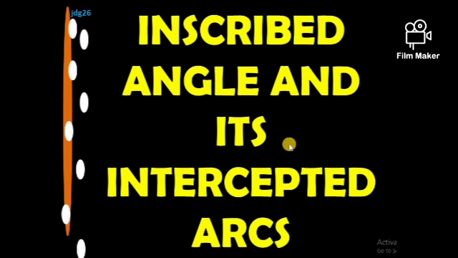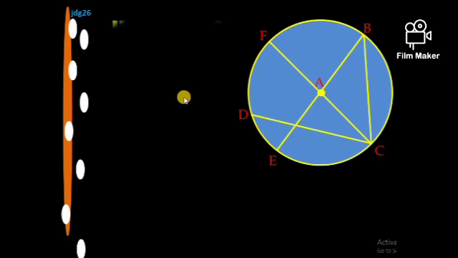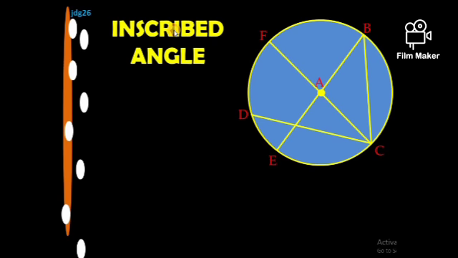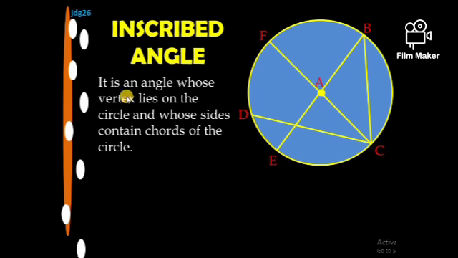Good day everyone! Ang i-discuss natin today ay inscribed angle and its intercepted arc. Let's have first a review. What is an inscribed angle? It is an angle whose vertex lies on the circle and whose sides contain chords of the circle. Now, using the figure at the right, let us identify some inscribed angle and its intercepted arc.